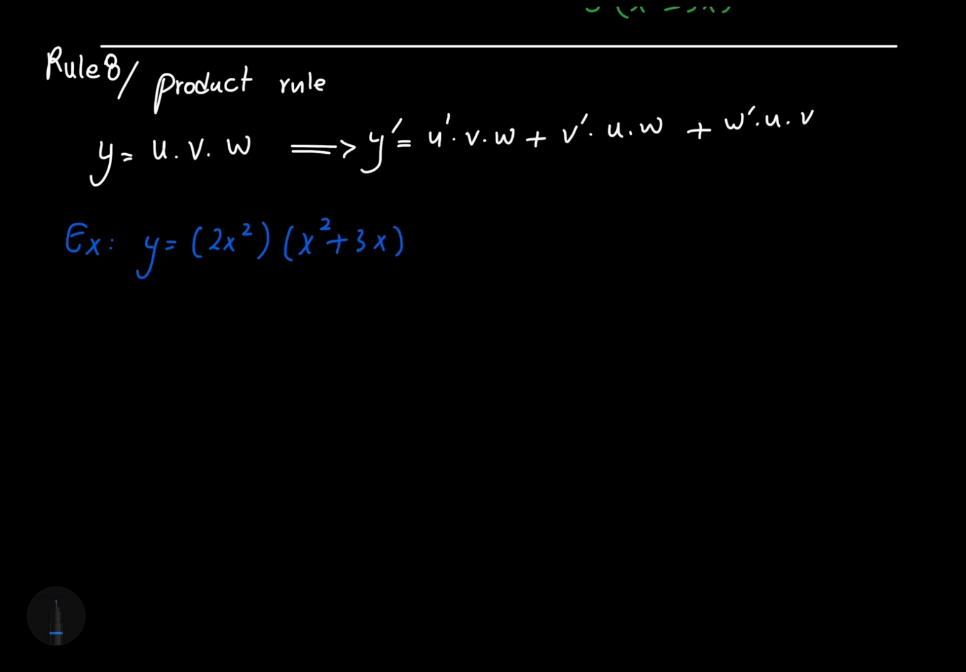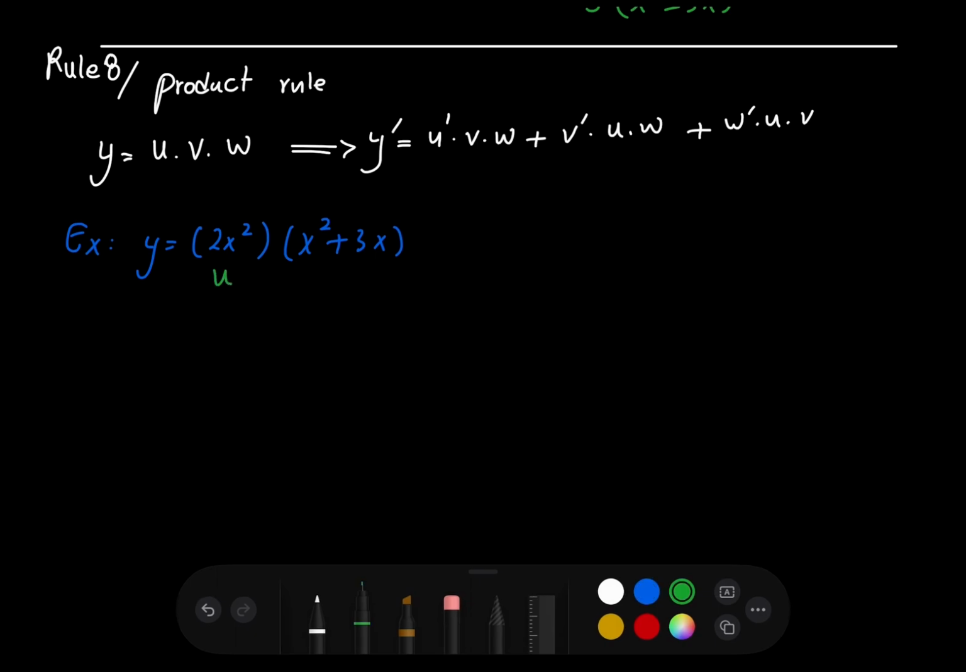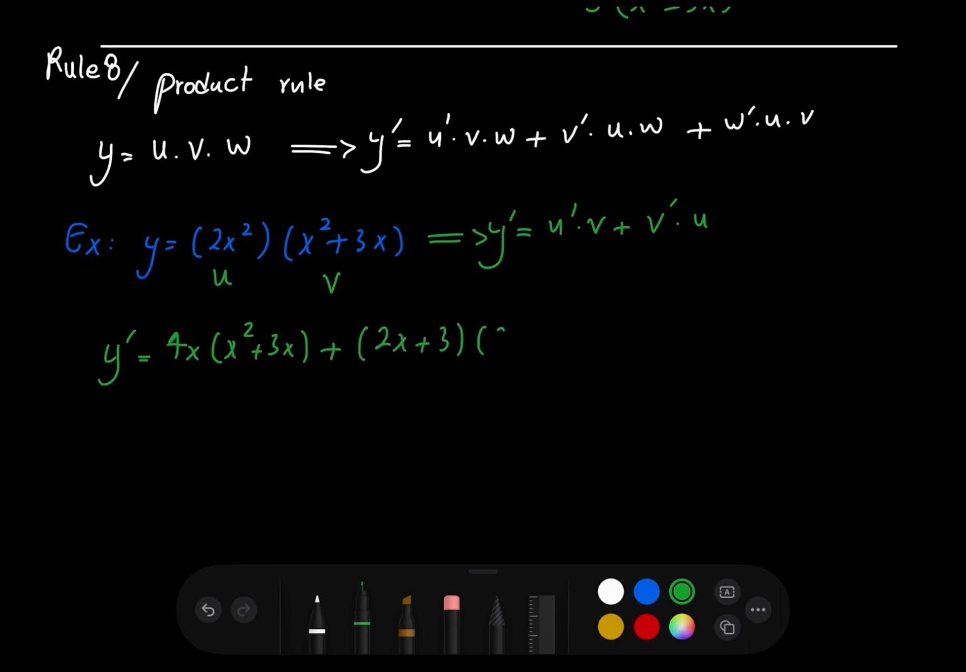In order to take the derivative of this, you can assume that 2x squared is simply u, and this is v. So you can say y prime is simply going to be the derivative of the first function, which is u prime, times v, plus v prime, which is the derivative of the second function, times the original function you have, which is u. So y prime is simply going to be 4x times x squared plus 3x, plus v prime, which is 2x plus 3, multiplied by u, which is 2x squared. And that's it. That would be the answer for such a scenario.